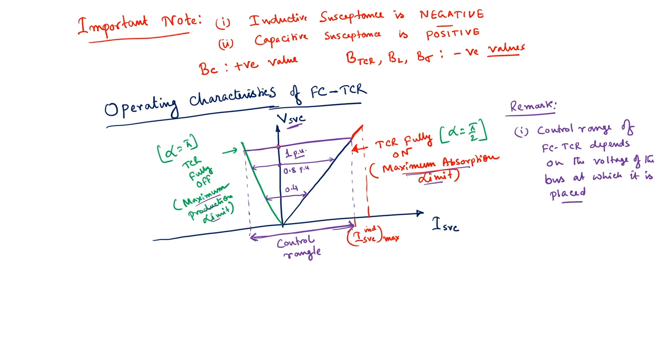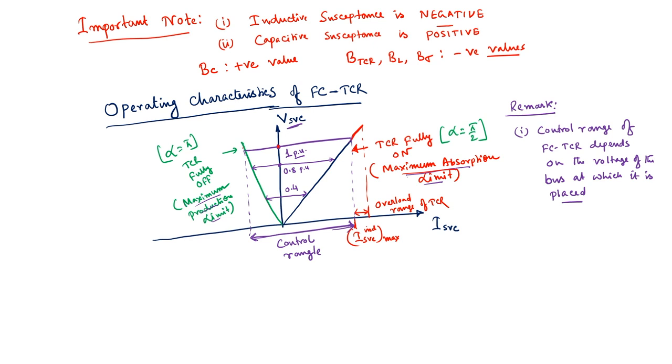It means that even if the system voltage level is above 1 per unit, your TCR can be operated up to a certain value of this voltage, and this is called the overload range of TCR. But eventually, if the system voltage falls, then accordingly the maximum amount of reactive power that the TCR can absorb also gets declined.